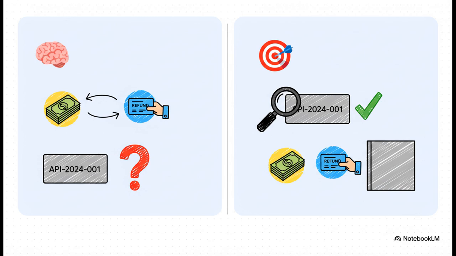Then you've got keyword search. It's laser-focused. It'll find that exact ID every single time, no problem. But it's also literal to a fault. It has no idea that money back and refund are basically the same thing. So you get precision, but you lose that crucial understanding.